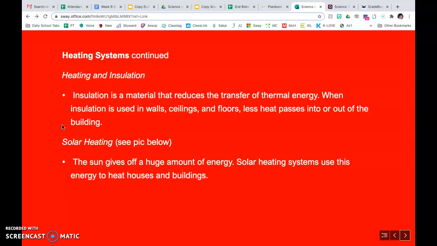So insulation is a material that reduces the transfer of thermal energy, because remember, in every energy conversion, there's a little bit of thermal energy that's given off, so it's kind of wasted. So when insulation is used in walls, ceilings, and floors, less heat passes into or out of the building.